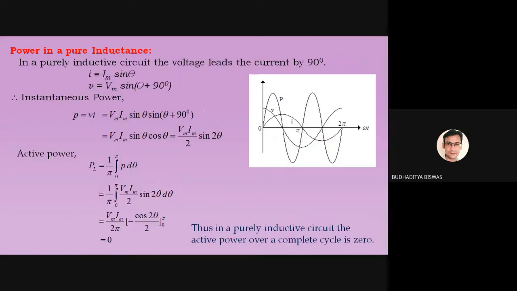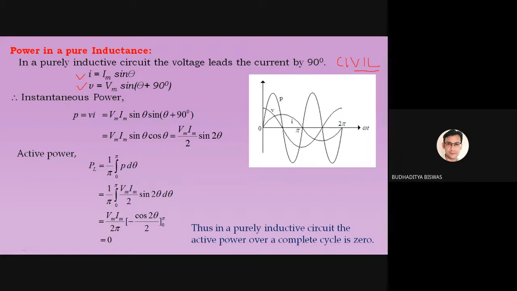Come to this one, power in a pure inductance. What happens if we connect an AC source across a pure inductance? So obviously current will circulate. Then what will be the power consumption by that inductance? In a purely inductive circuit, the voltage leads the current by 90 degrees, from the CIVIL formula, rather the VIL formula. So here take the current as the reference. I equal to Im sin theta. So obviously the voltage equals Vm sin (theta plus 90 degrees, or pi by 2), because the voltage is leading in a pure inductive circuit.